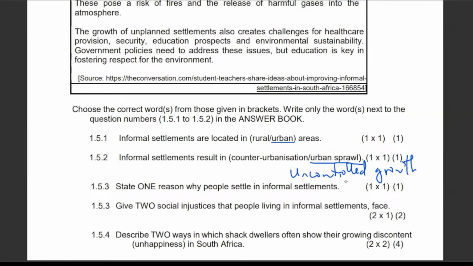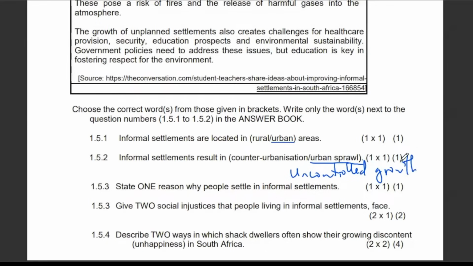Counter-urbanization is wrong. Counter-urbanization is the reversal of urbanization, where people are now moving from urban areas back to the countryside or the rural areas. Right. Moving on to the next question. State one reason why people settle in informal settlements. Why do people choose to settle in informal settlements?